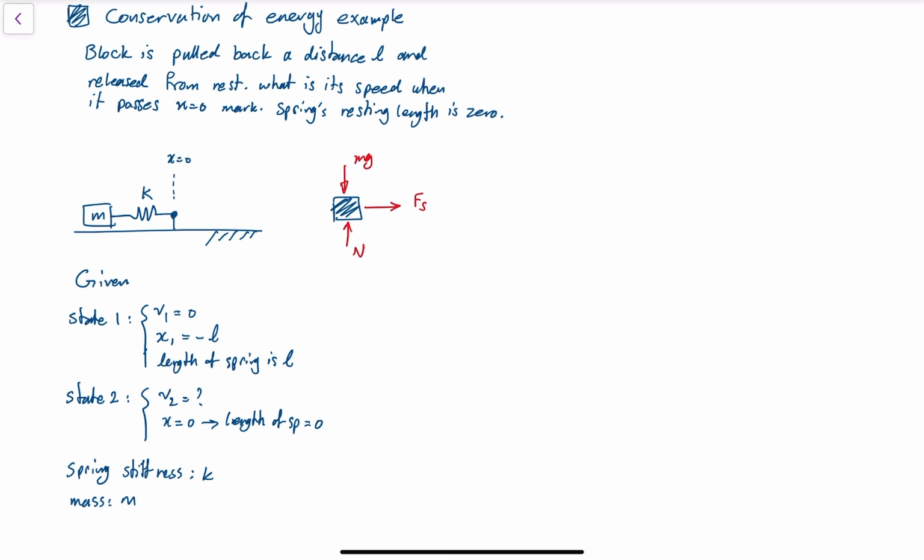And what else do we know? Oh, resting length is 0. Let's call it L0 is 0. And yeah, that's all my information summarized in a cohesive way. And what I need to find is really this V2. So let's get to solution. I know some information about the state 1. I need to find some information about the state 2.